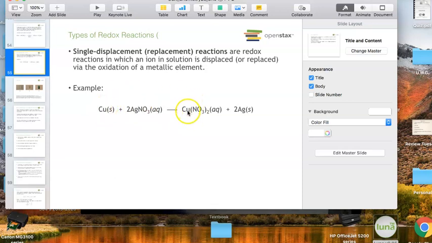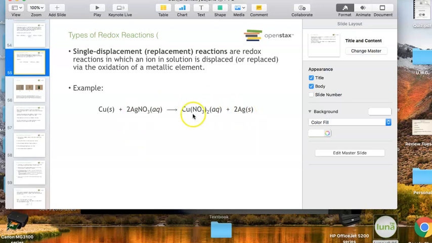So copper is being oxidized in this example. Now let's look at the other metal, silver, in silver nitrate here. What happens to silver? Nitrate has an overall charge of -1 as a polyatomic ion, so silver must have a +1 charge here. So you have an oxidation number of +1 going to 0. Silver is 0 here because it's an uncombined element. So +1 going to 0, that's reduction.